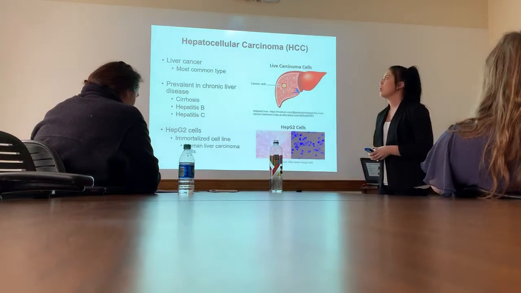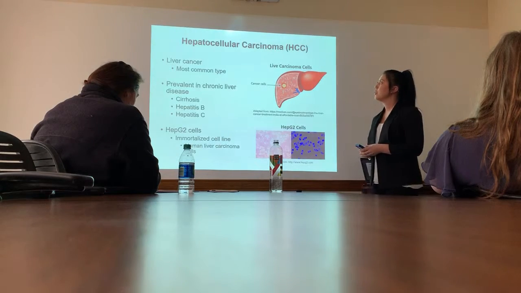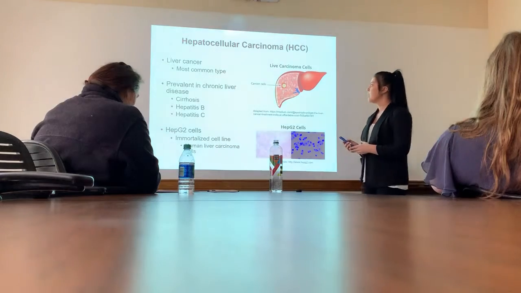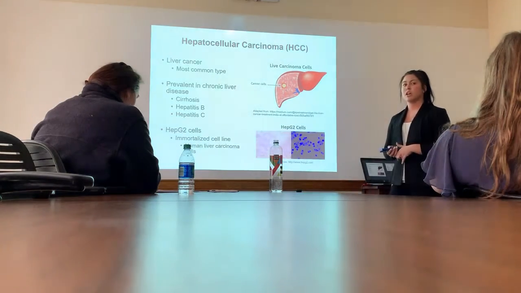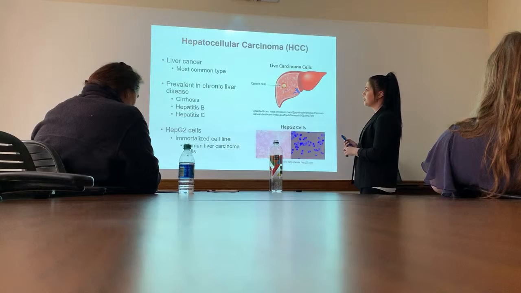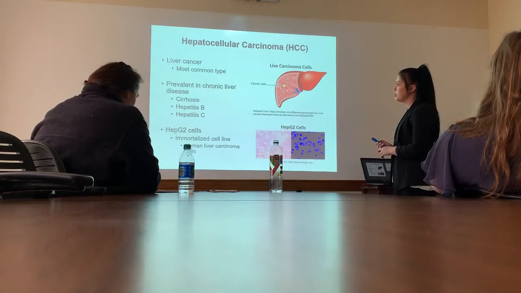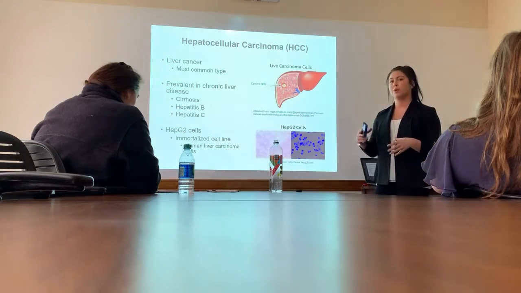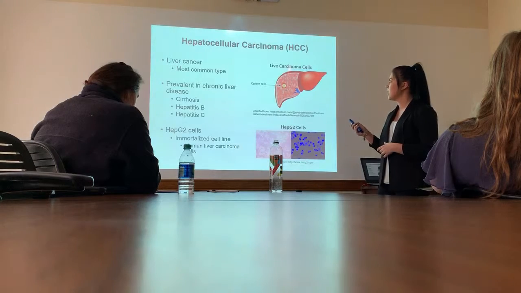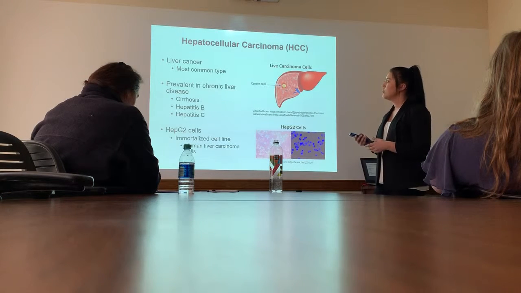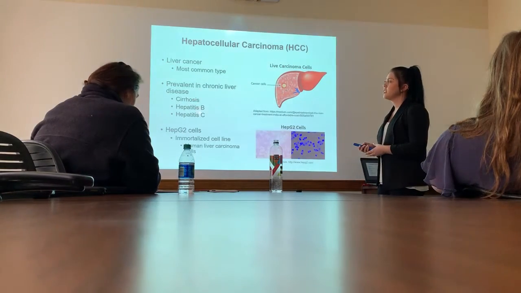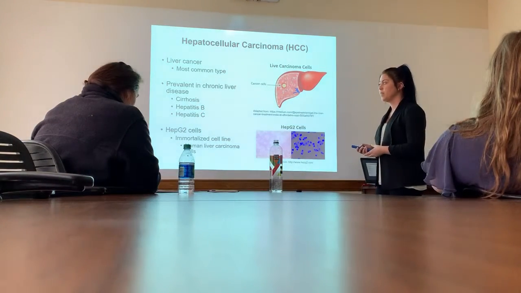Next, I want to focus on what is hepatocellular carcinoma, which is referred to as HCC within the paper. It is basically the most common type of liver cancer. As you can see here, the cancer cells start within the center of the liver, and then as the cancer progresses and gets worse, that cell is going to continue to grow until it reaches the outside lining of the liver. It is most prevalent within chronic liver disease such as cirrhosis, hepatitis B, and hepatitis C.